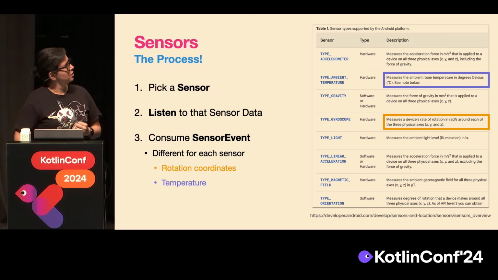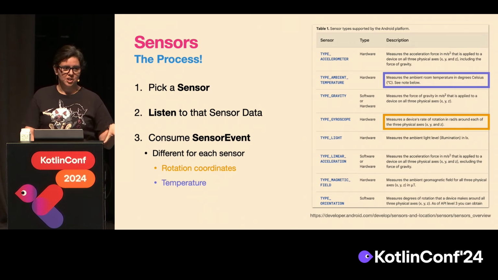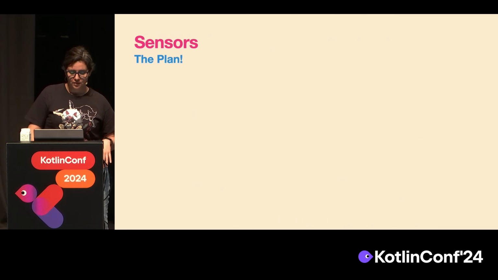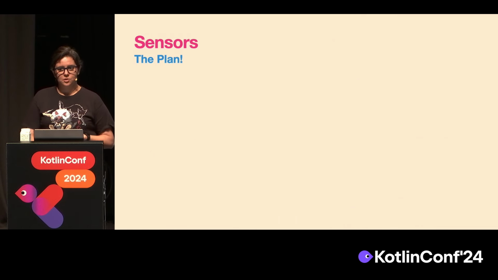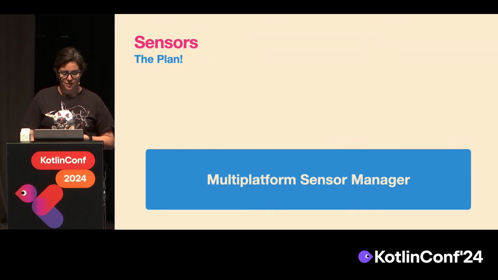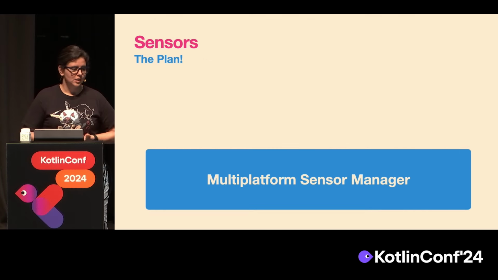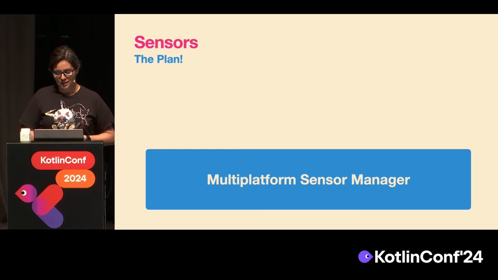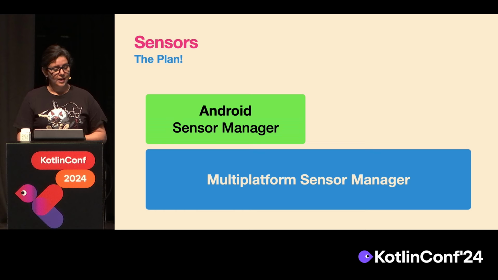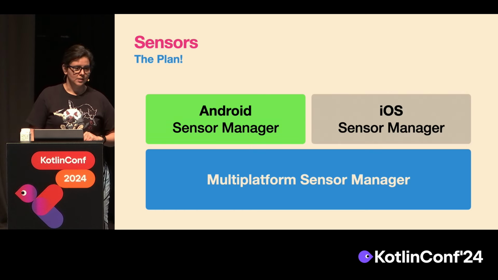But how are we going to be using these sensors in my chip dancing project? The plan, since we're using a multi-platform project, is to create a multi-platform sensor manager. Sadly, this multi-platform sensor manager is not going to have a lot of shared data because iOS and Android tend to receive sensor data differently. So in order to create this multi-platform sensor manager, we're going to need an Android sensor manager and an iOS sensor manager.